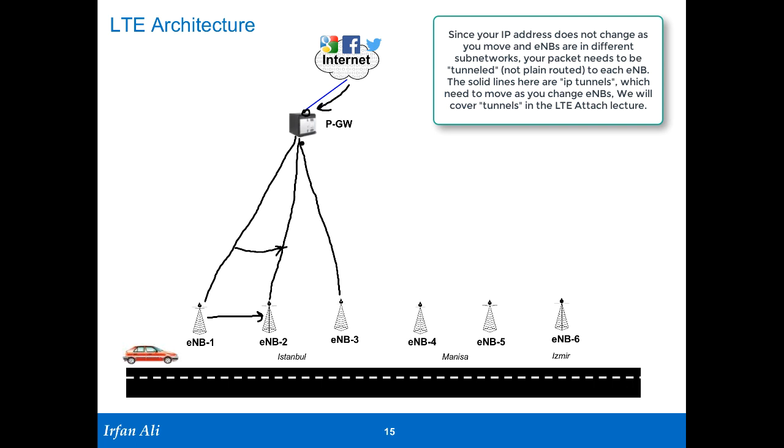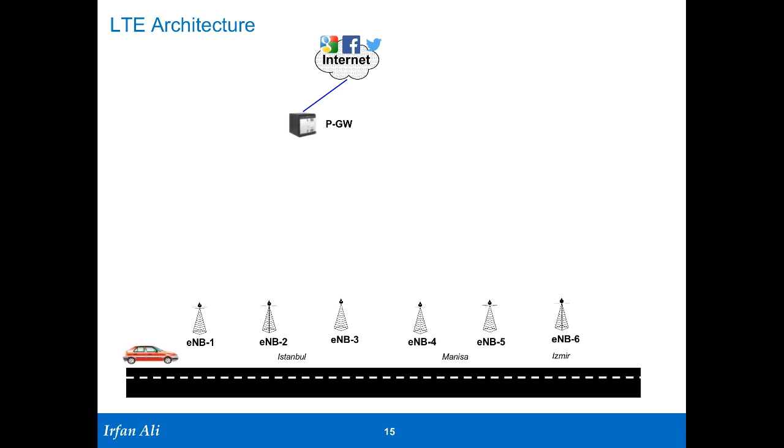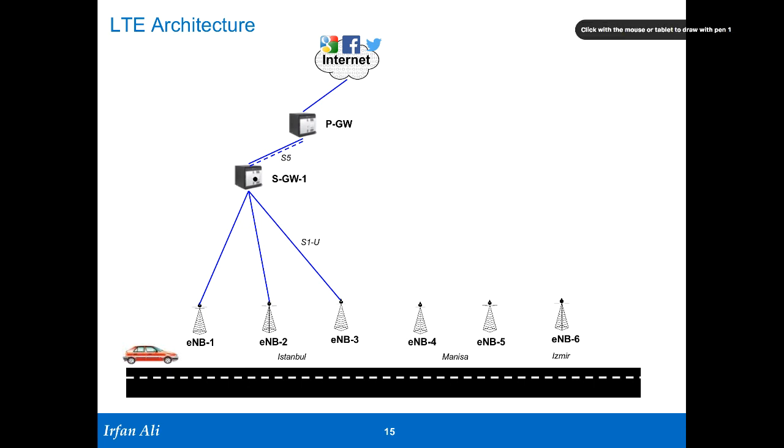In order to move away from that, the architecture which was created was that there was another anchor that got added, and that anchor is called the serving gateway. The serving gateway is the one that is anchoring your mobility from one base station to the other, such that this mobility between these base stations is not visible to the packet gateway.